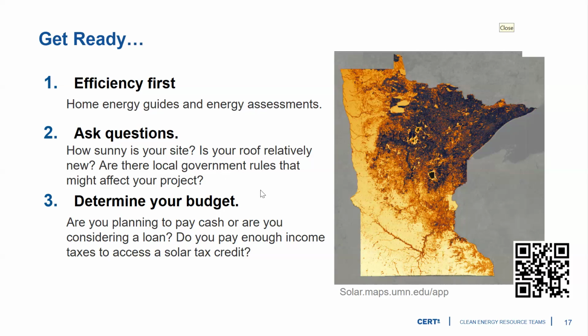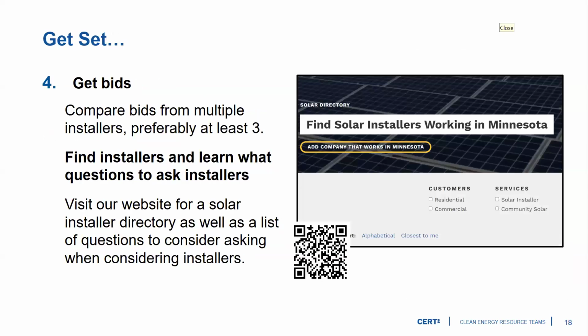Then you're going to determine your budget and think about, are you planning to pay cash or are you considering a loan? Do you pay enough income taxes to access a solar tax credit? So think through those items and then get some bids. You want to compare bids from multiple installers, preferably at least 3.